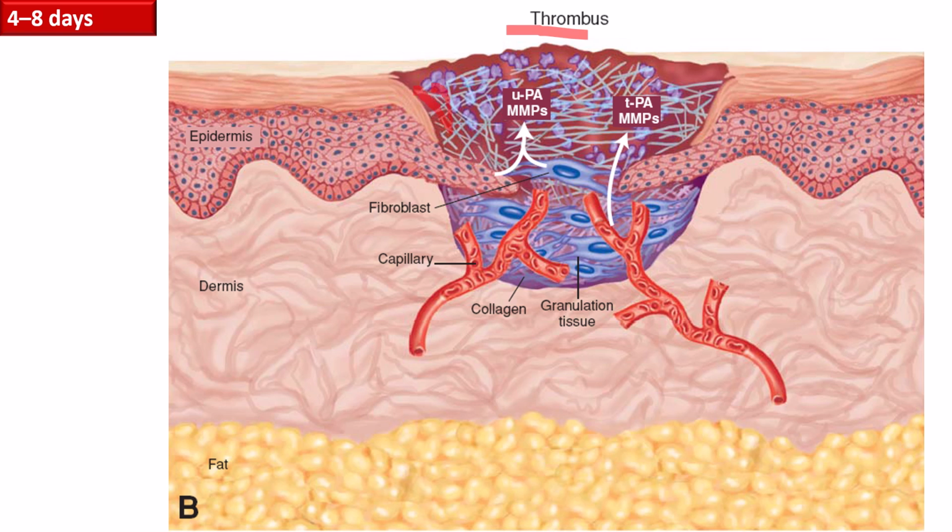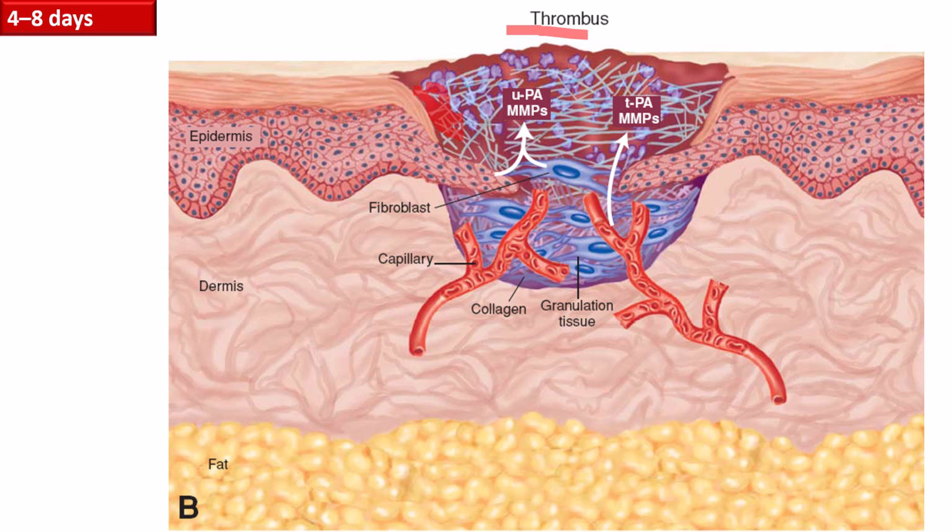The platelet and fibrin plug is still visible, but it is now broken down, and the key enzymes involved in this process are urokinase plasminogen activator and tissue plasminogen activator, along with matrix metalloproteinases. These molecules degrade the fibrin mesh and extracellular matrix components, clearing the way for the new tissue.